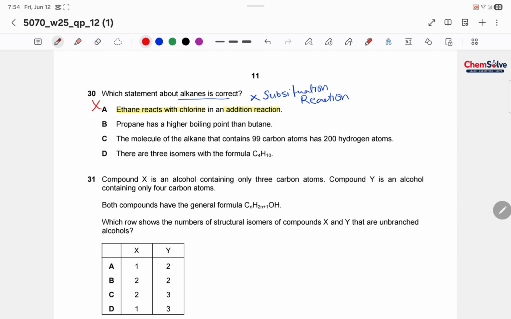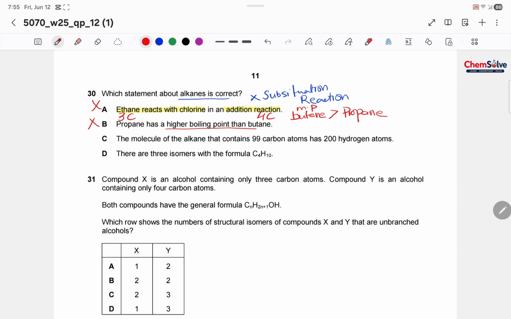Propane has a higher boiling point than butane. Basically, propane contains 3 carbon and butane contains 4 carbon. So the melting point of the butane must be higher than propane. Why? Because the melting point increases with the molecular mass. So this statement is incorrect.